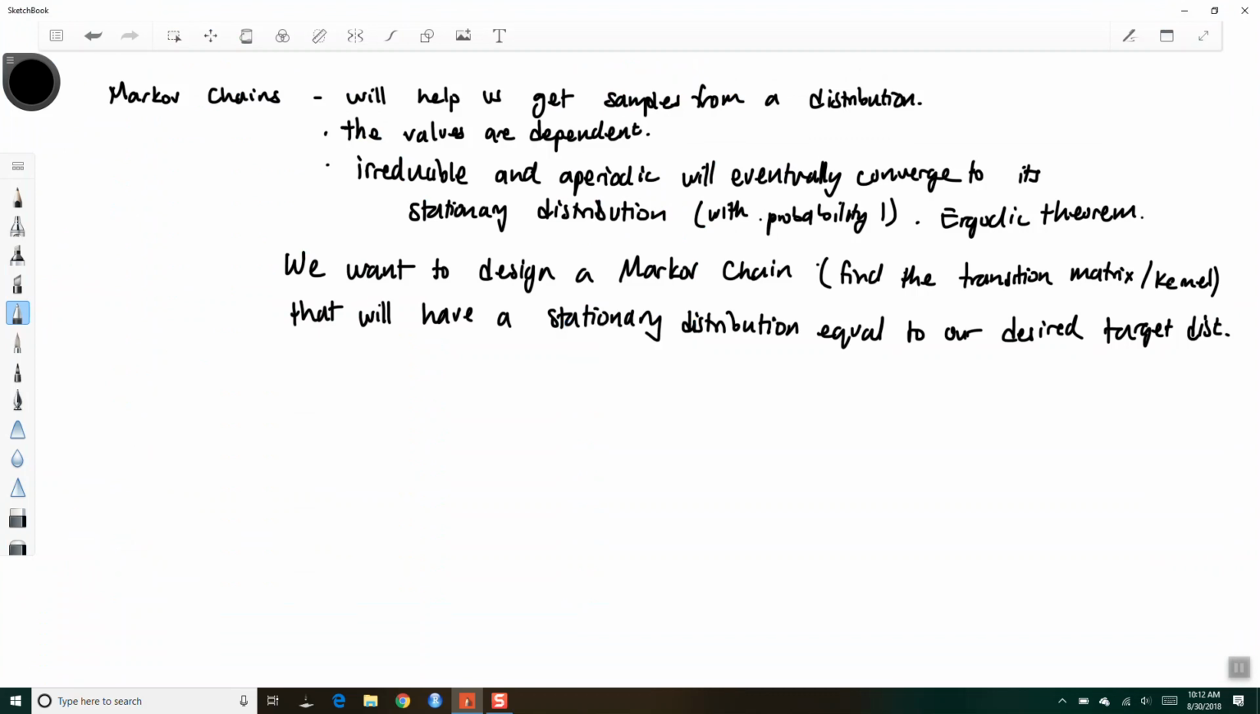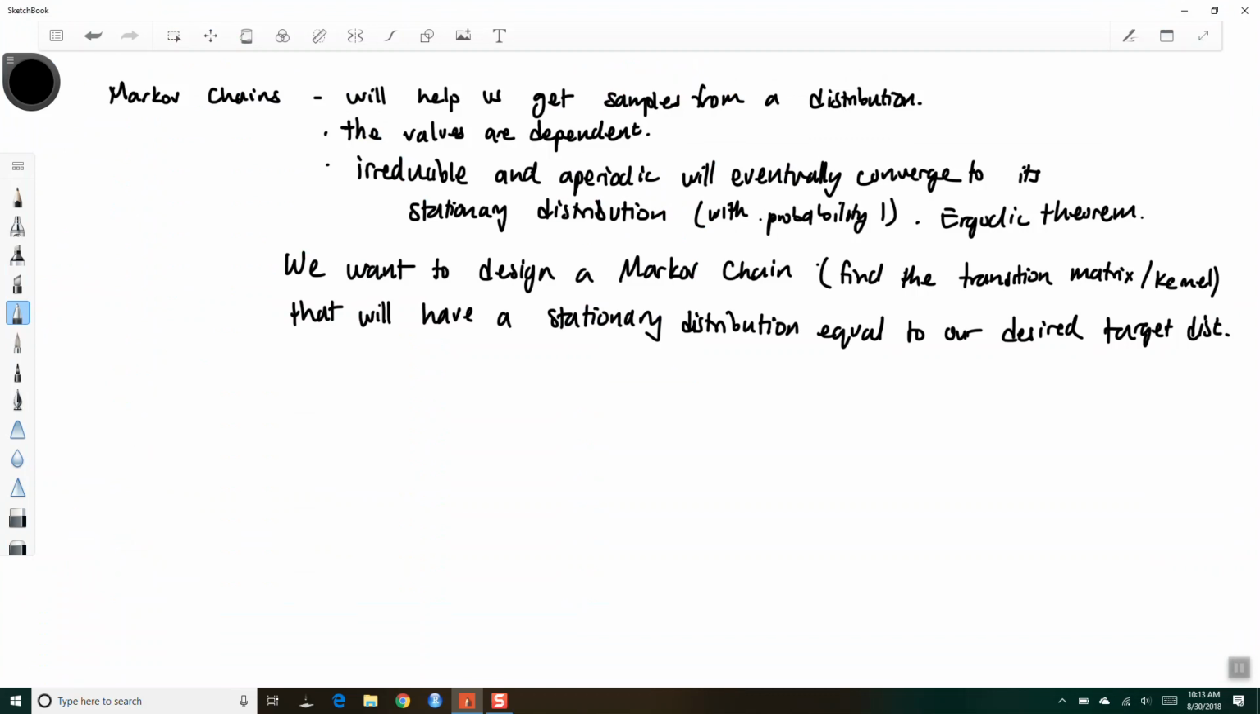is the Metropolis algorithm. The Metropolis algorithm gives us instructions for setting up the transition matrix, or transition kernel, and if we follow it, we end up with a Markov chain that has a stationary distribution equal to our desired target distribution. This is where we left off, and I listed out the rules of the Metropolis algorithm, and today we'll look at it a little more in depth.